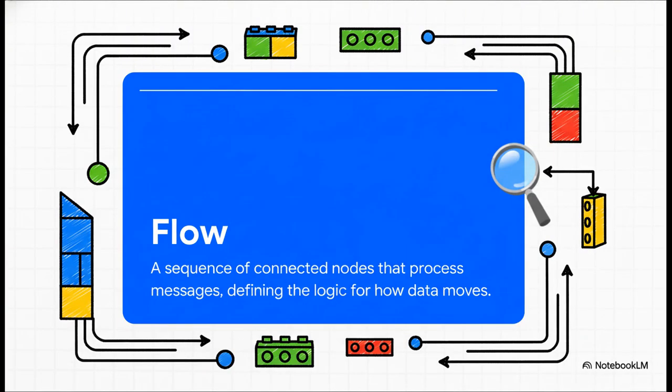So what do you do with those Lego blocks? You build a flow. A flow is just a bunch of nodes that you connect together. You literally draw little wires from the output of one node to the input of another. And that's it. That's you visually programming your logic.